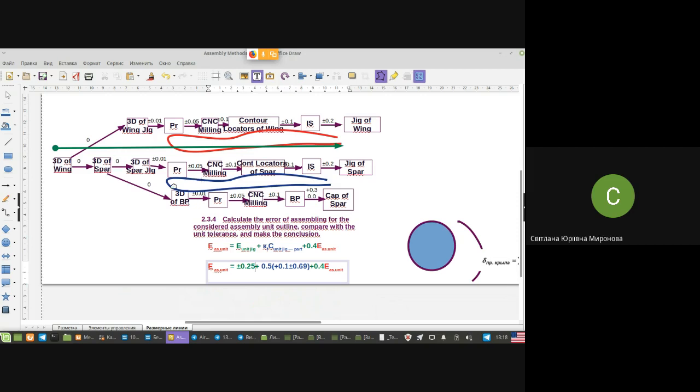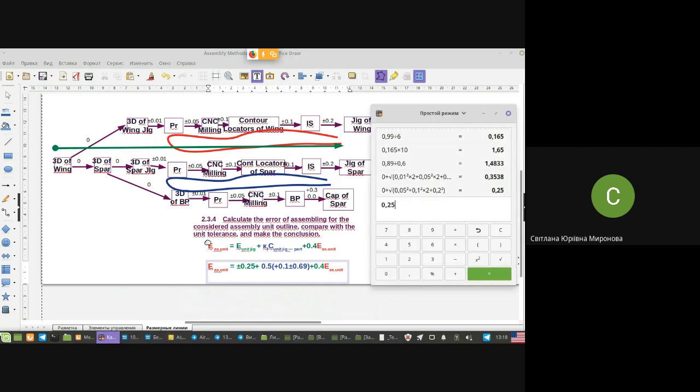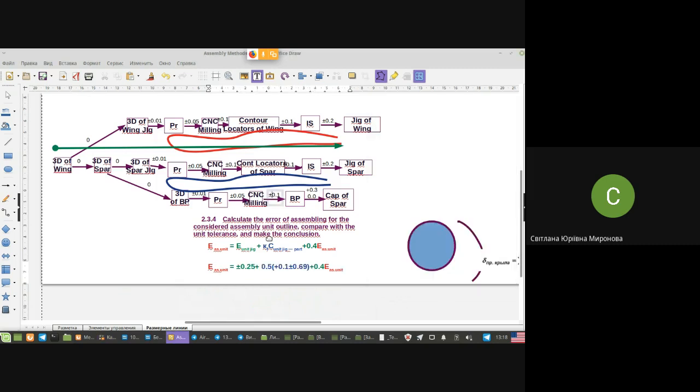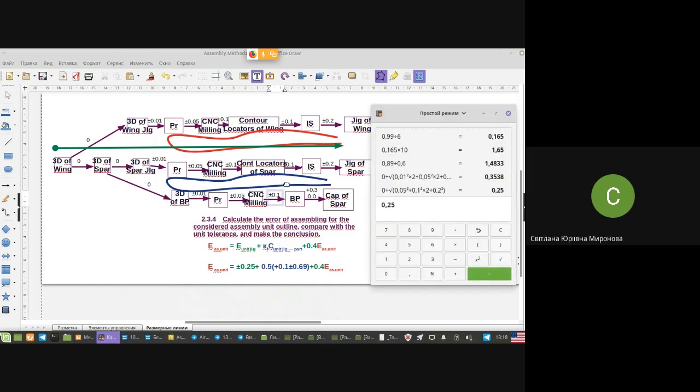And what about the error of coordination? Error of coordination equal to, pay attention that in case you are producing bending branch and CNC machine, you see symmetrical field instead of what we had before. And unsymmetrical field is only here. So here we have 0.15 plus square root out of what?